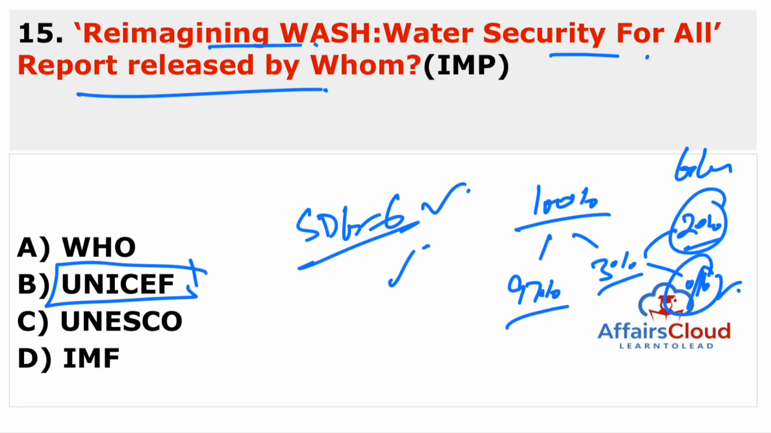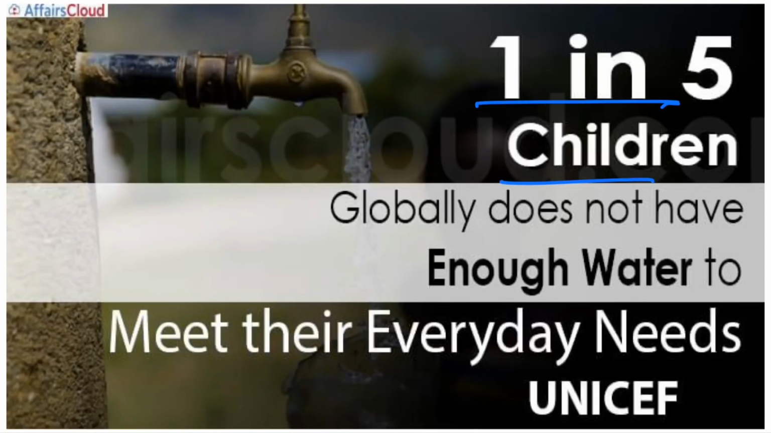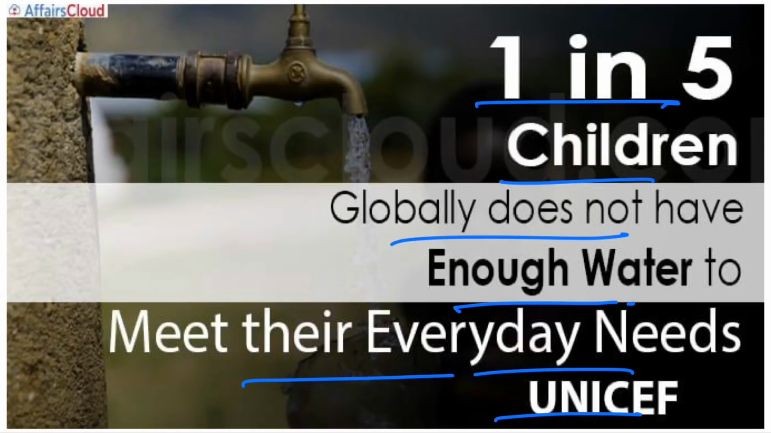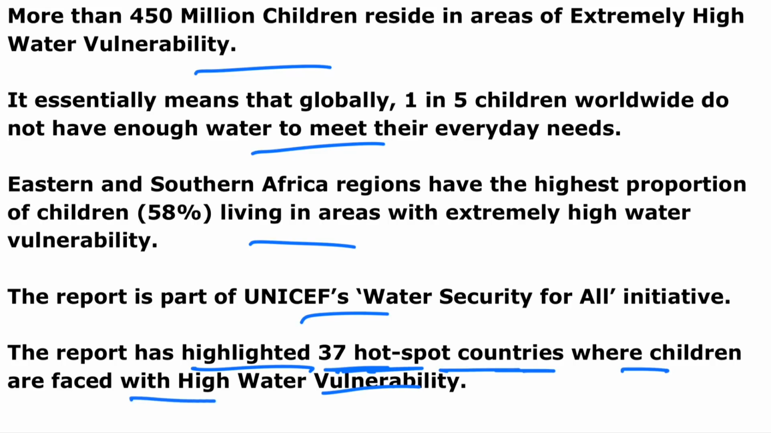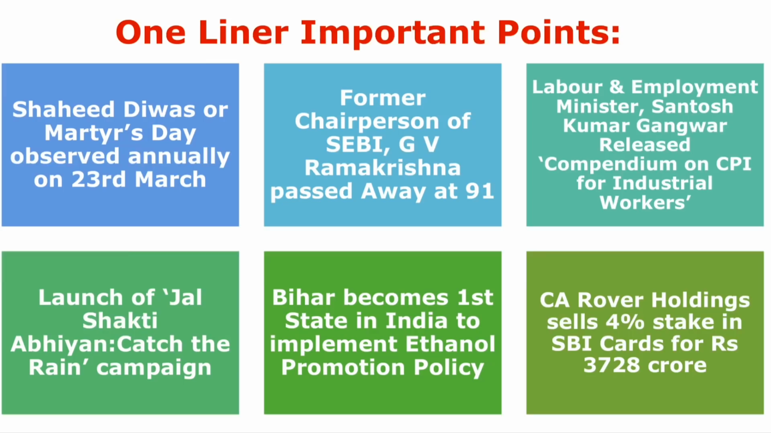So guys, remember, it is UNICEF. Where is the headquarters of UNICEF? New York, United States of America, and the executive director is Henrietta Fore. You can see here, 1 in 5 children globally does not have enough water to meet their everyday needs. It is a report of UNICEF. And guys, remember, the report has highlighted 70 hotspot countries where children face high water vulnerability. It means these are very vulnerable areas related to water scarcity.